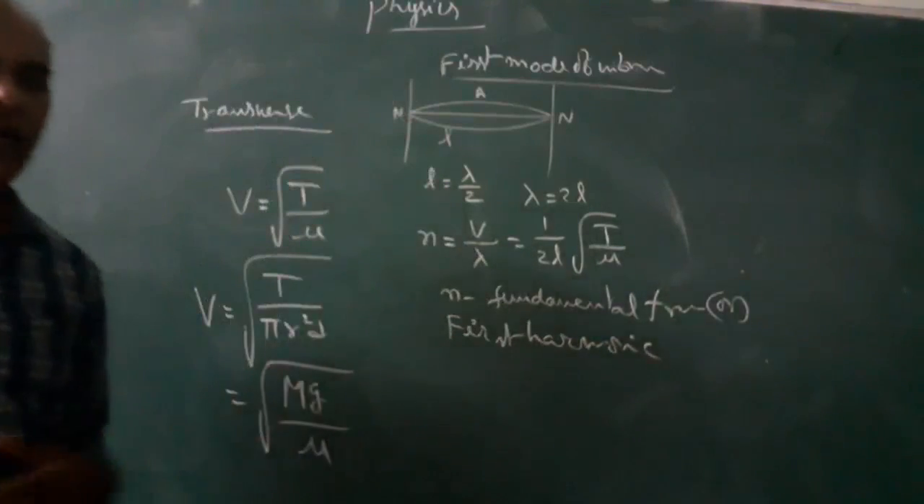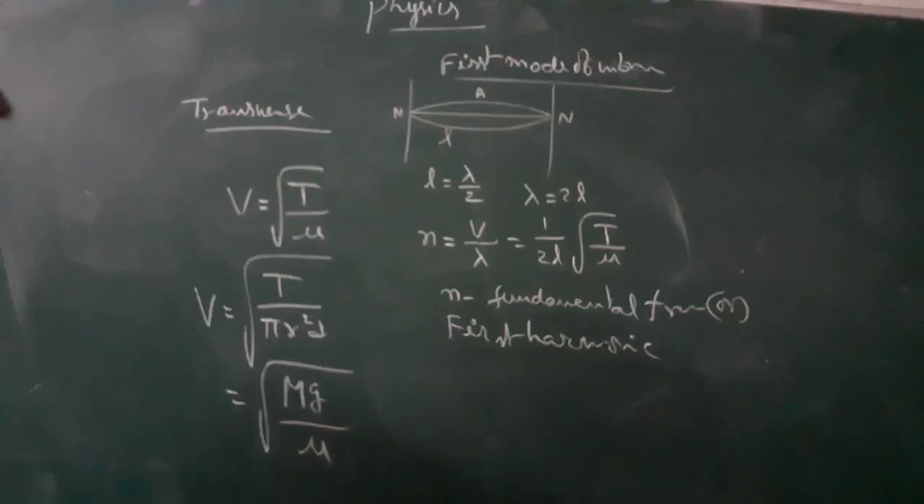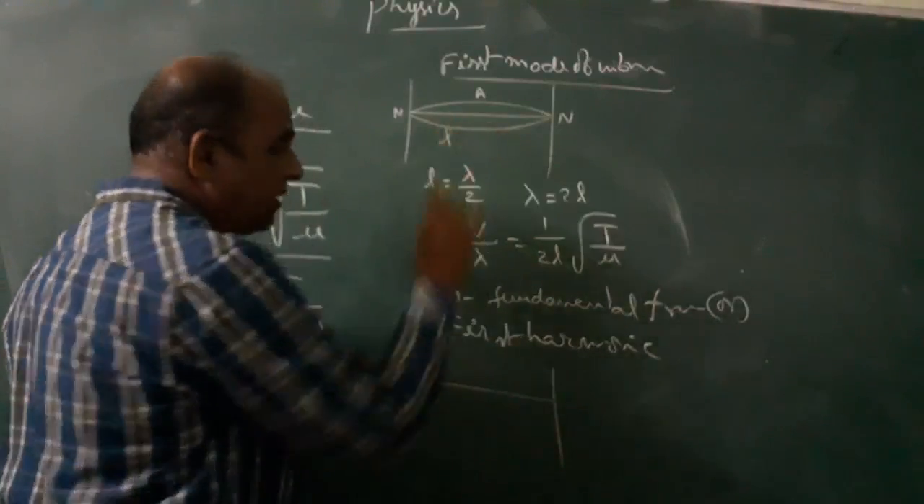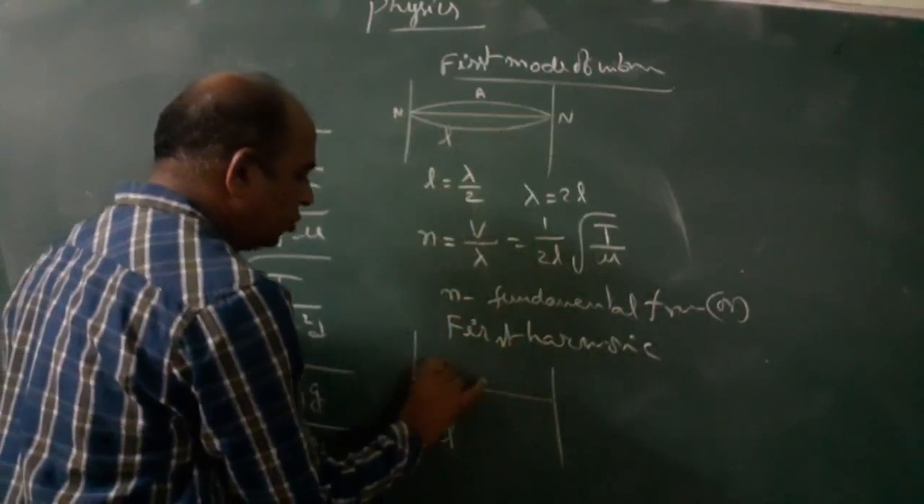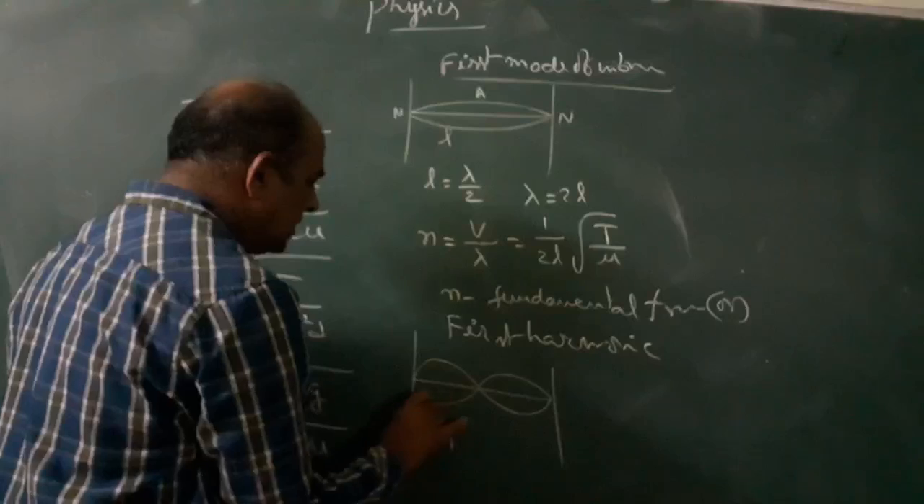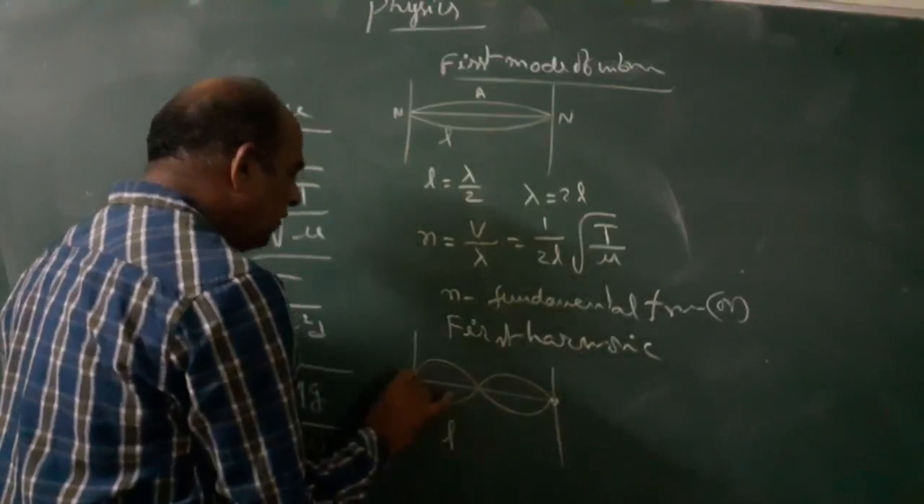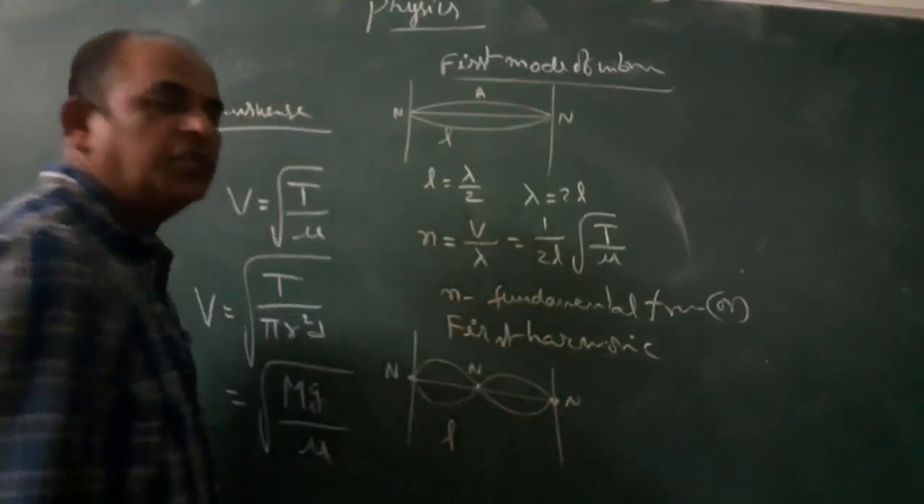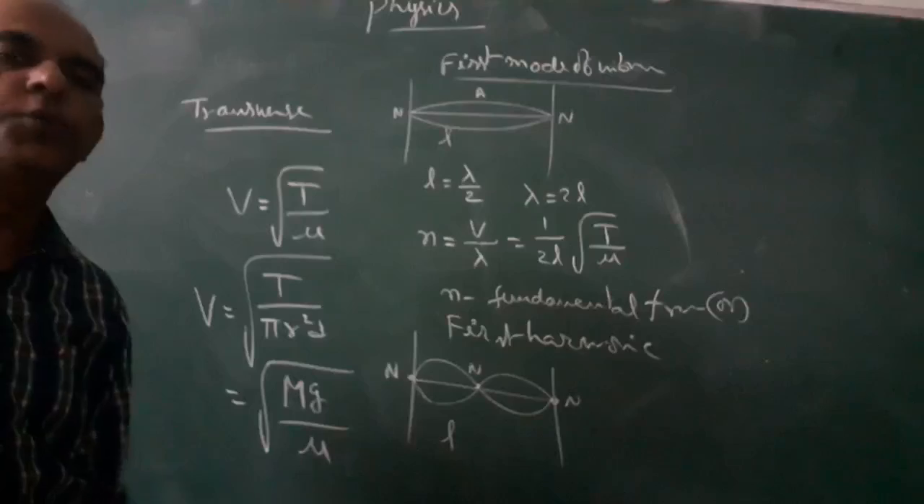N is the fundamental frequency of the first harmonic. In the second mode of vibration, the same string can vibrate with two loops, because closed ends are always nodes. One loop, two loops, three loops, like that.